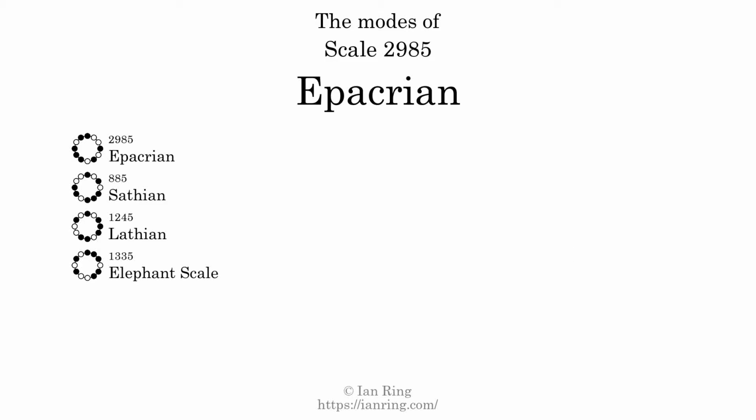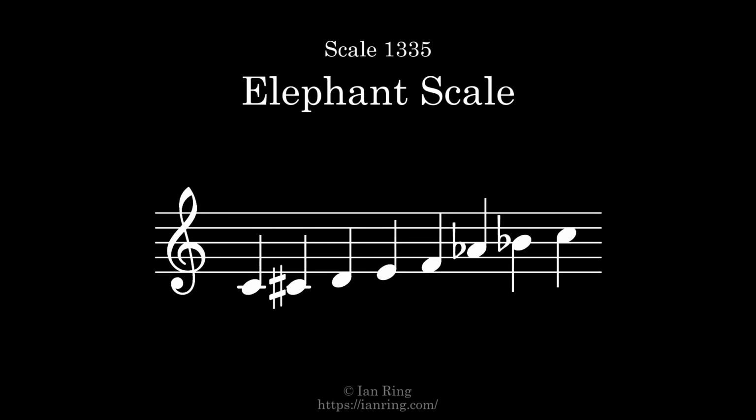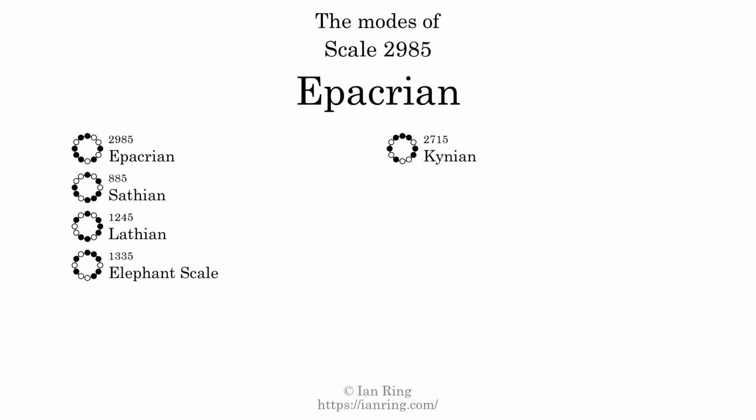The fourth mode is scale 1335, also known as elephant scale. It sounds like this. The fifth mode is scale 2715, also known as Kinian. It sounds like this.